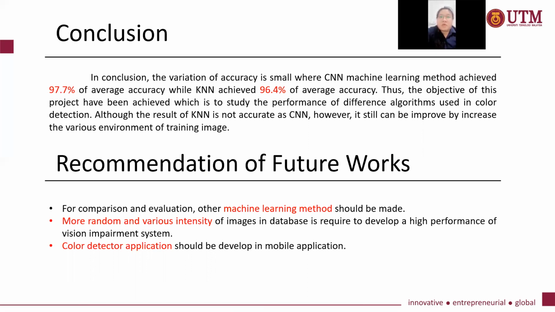For recommendations for future work, first, for comparison and evaluation, other machine learning methods should be tested. Second, more random images with various intensities in the database are required to develop a high-performance vision impairment system. Third, the color detector should be developed as a mobile application.